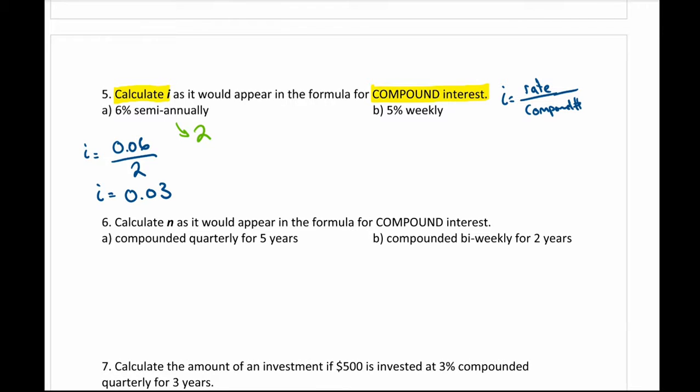Because I'm earning interest twice a year, that 6%, which is for the entire year, needs to get broken down into 2 parts, one for each half of the year.